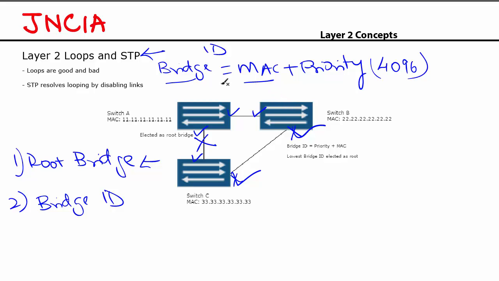Now if you've been very impressed with spanning tree protocol and you've decided to turn it on your switch, don't worry my friend, it is already turned on all switches. That's about layer 2 loops and spanning tree protocol.